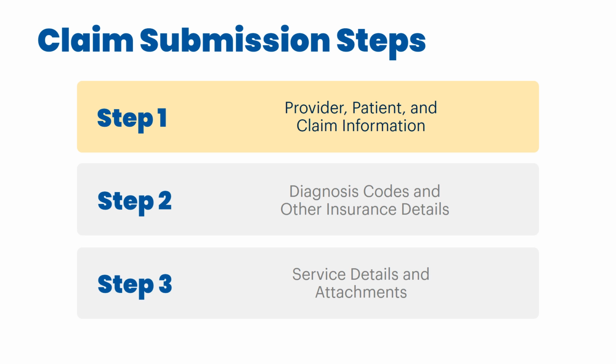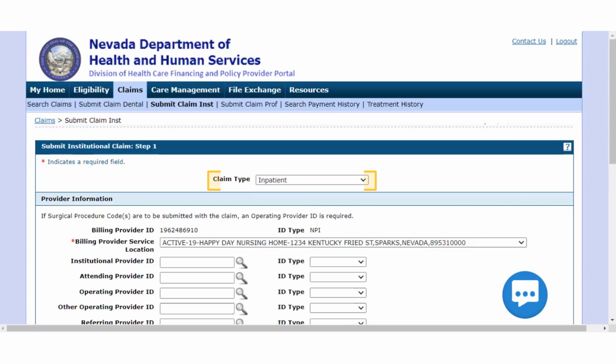Claim submission is a three-step process. In Step 1, you will provide information on the provider, patient, and claim in the corresponding panels. Use the Claim Type drop-down to indicate the type of institutional claim. In this example, inpatient is chosen. The billing provider information is automatically populated with the billing provider ID and ID type of the provider that the signed-in user is associated with. All of the fields marked with a red asterisk are required fields.